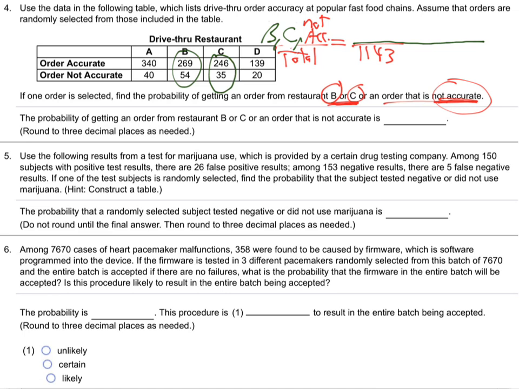Good so far? Or not accurate. Are there any other not accurate orders? The 40 and the 20. We have to add up all those. Basically everything but the upper left and upper right. Do you see how I did that? See how that's B, C, and then these are the other not accurates. Is that making sense? You okay on that?